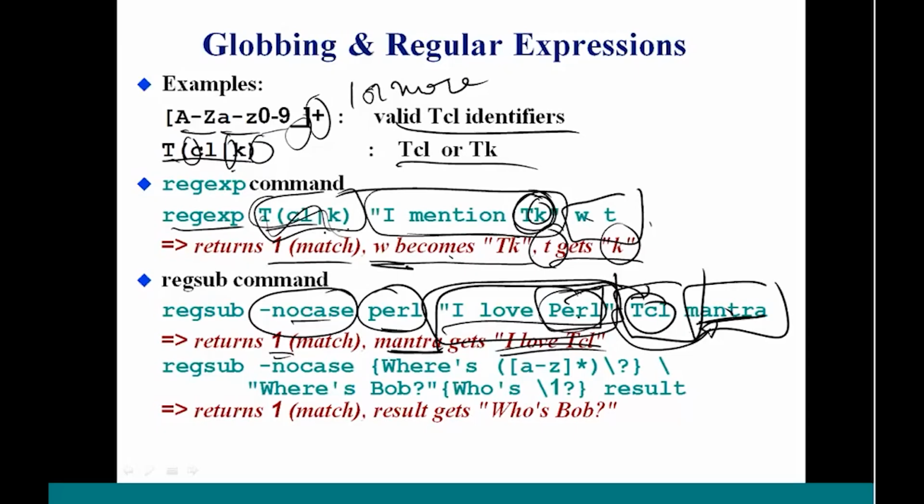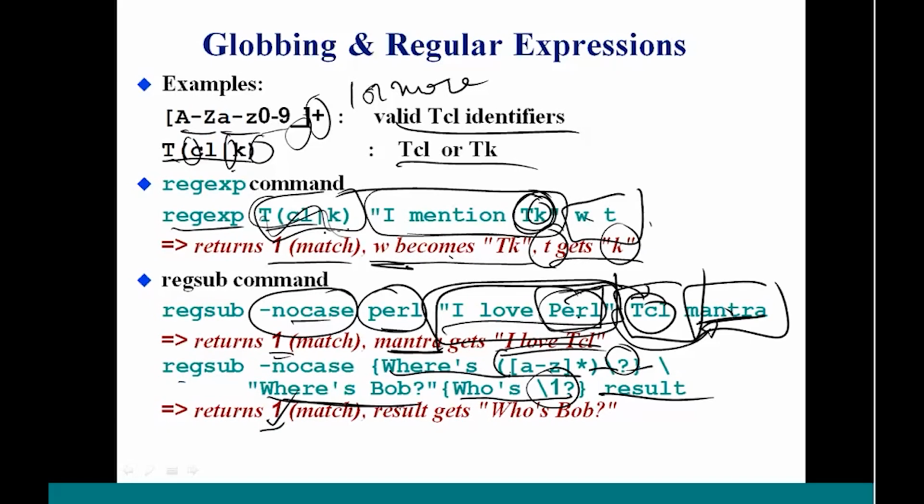Okay, so now here is one quick example. Dash no case, where is, A to Z star, escape question mark, and then you have where is Bob, and then the subspec is who's, and then escape 1, and then put it in result. How do we interpret this? This is going to match where is some name, any name, followed by a question mark. Here the string is where is Bob, so it matches, and so it returns 1 as a perfect match.